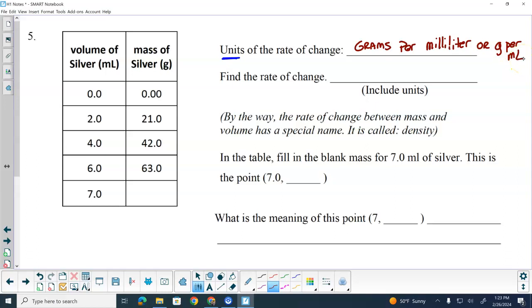If you want to be an English major or something, you like writing, go for it. If you want to save yourself some time, which I feel like a lot of you do, you do that. Now, G per ML. This is what screwed a bunch of people up on the test that we just took. Now this one says find the rate of change, but it also says that we have to include the units.